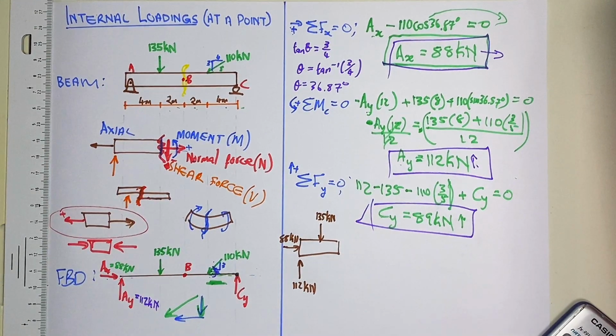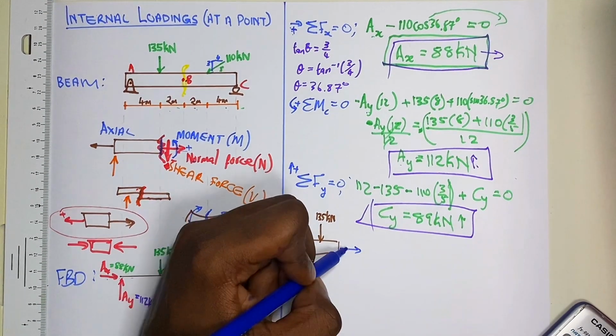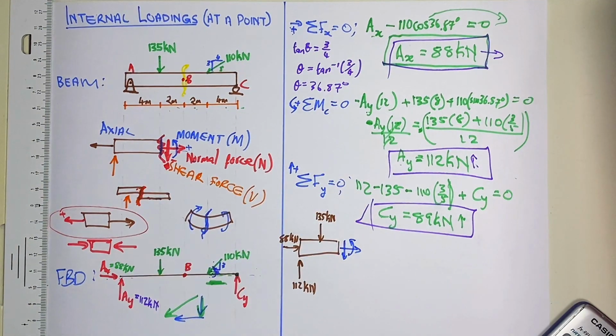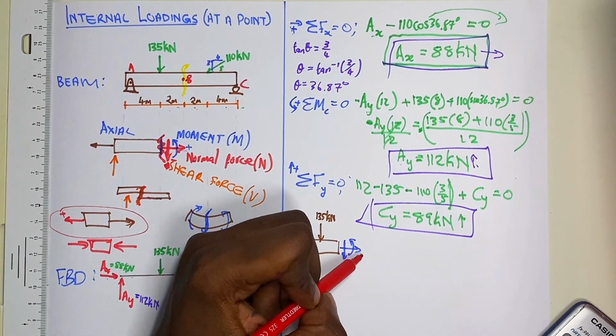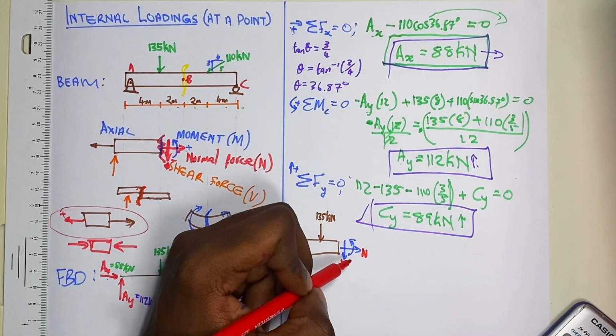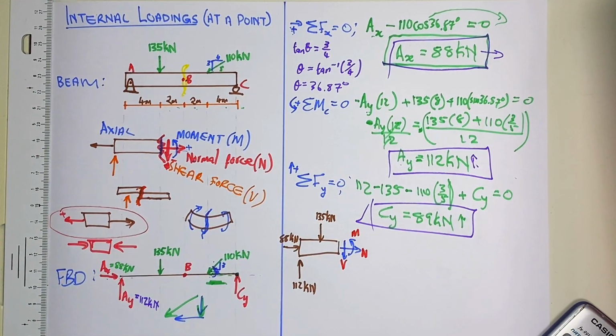And then inside here, I will have my internal loadings. Now I will have the axial one, I will have the shear, and then I will have the moment. So let me just note them down: I have the axial one that I said I'm going to use N. I have the shear that I said I'm going to use V. And then I have the moment that I said I'm going to use M.